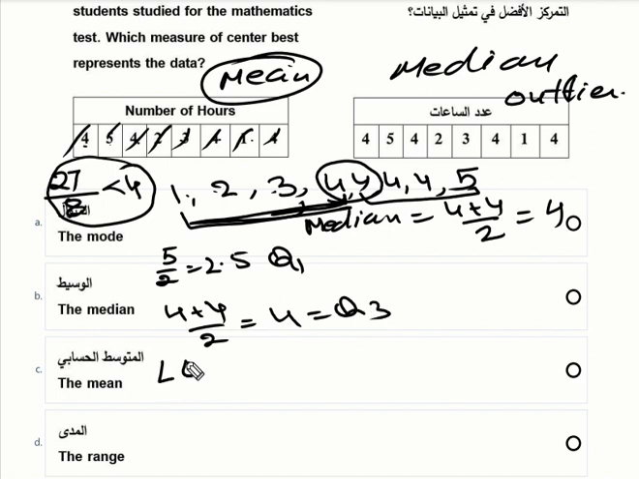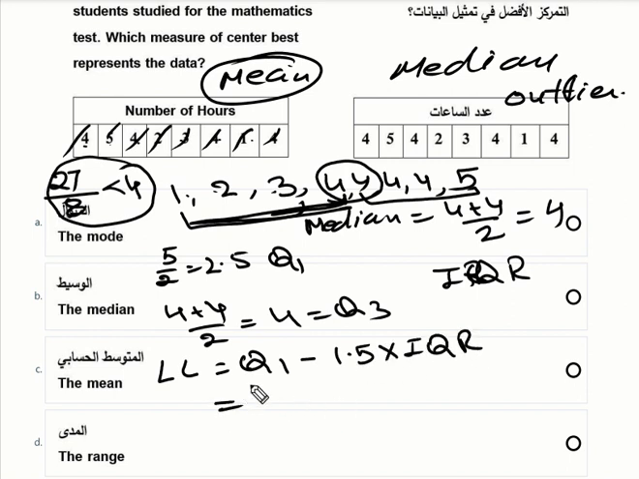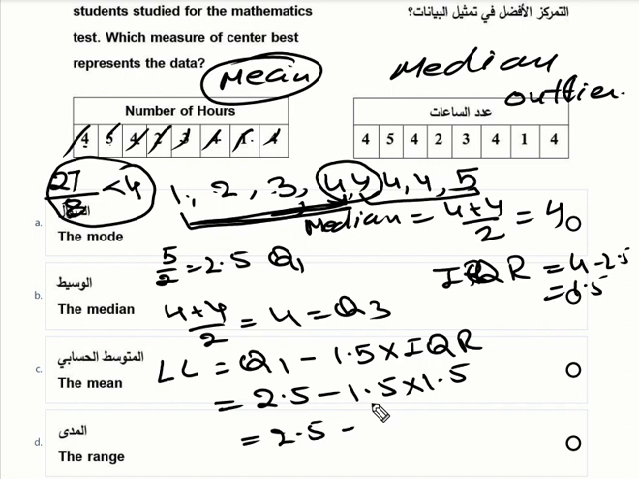Now the lower limit will use the interquartile range. Lower limit is Q1 minus 1.5 times IQR. Q1 is 2.5, and IQR means subtract them: 4 minus 2.5 means 1.5. So 2.5 minus 1.5 multiplied by 1.5, which is 2.25, equals 0.25. So any number below 0.25 will be an outlier, and there is no such number.